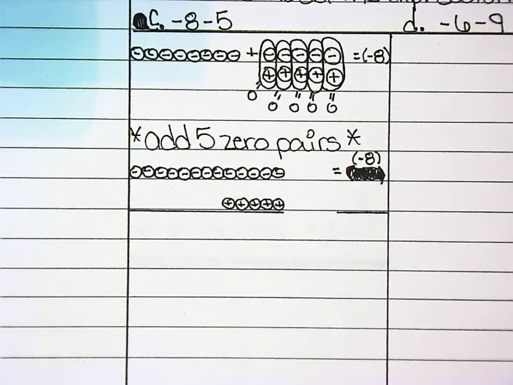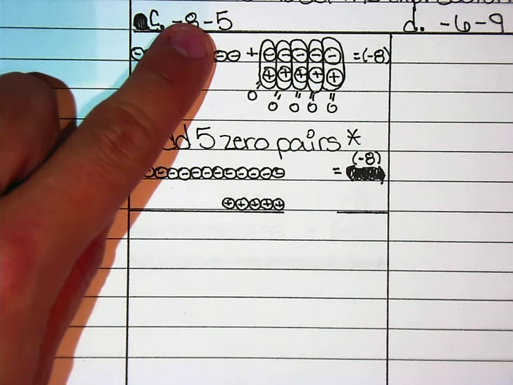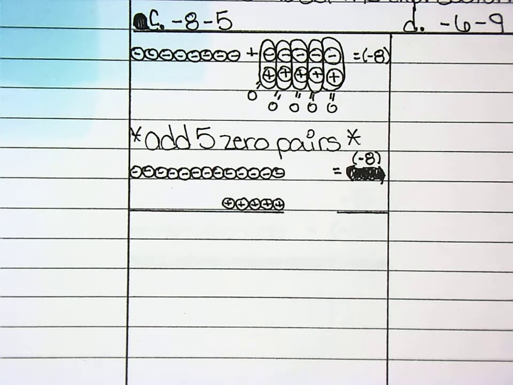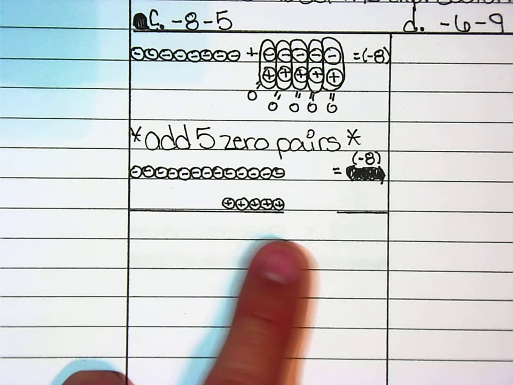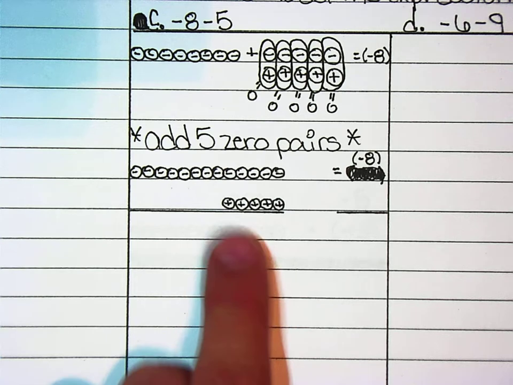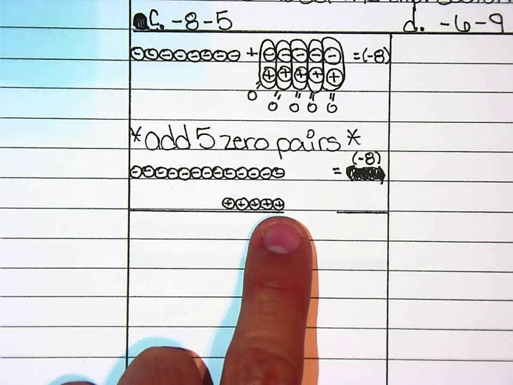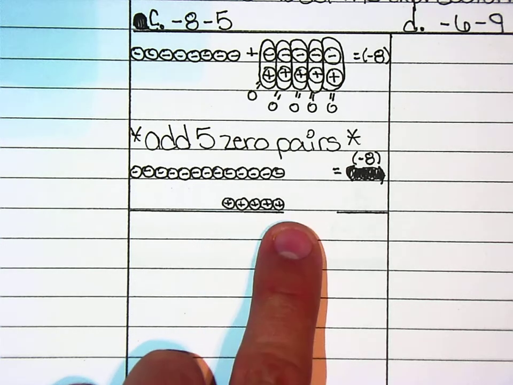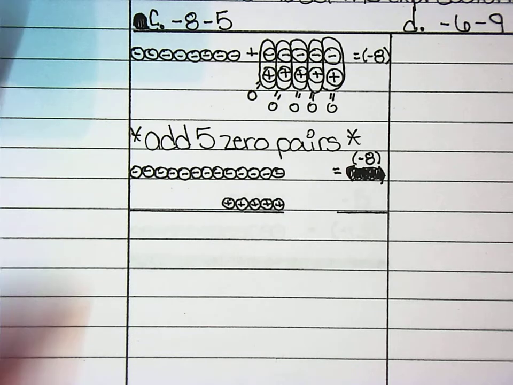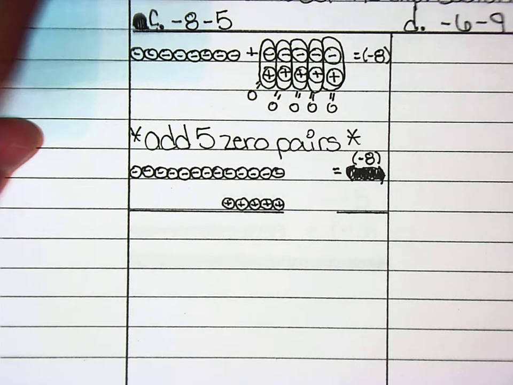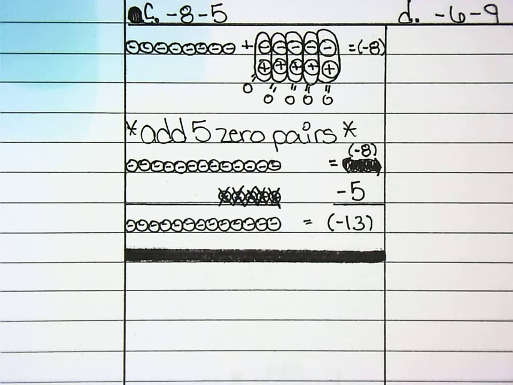Now I want to try doing the next part of my expression, which is to subtract 5 positives. So I ask myself, do I have 5 positives here that I can take away? And sure enough, right here on the second row, I have 1, 2, 3, 4, 5 positives, the exact number I need to take away or subtract. So I'll go ahead and do that in the next step here.